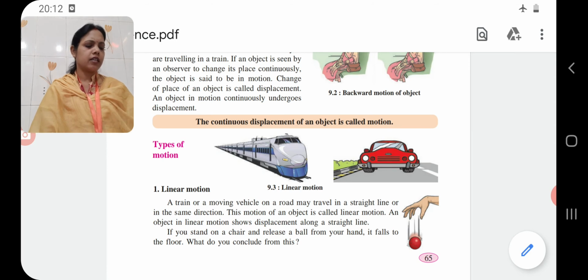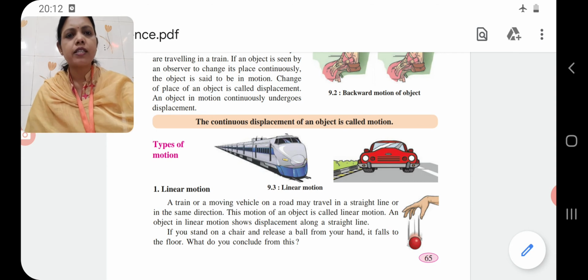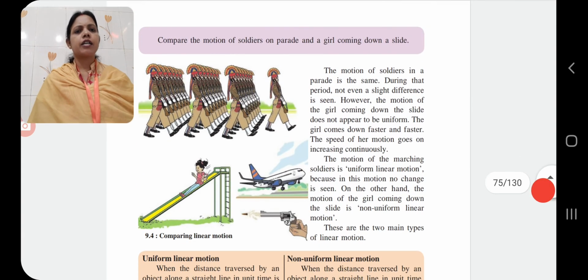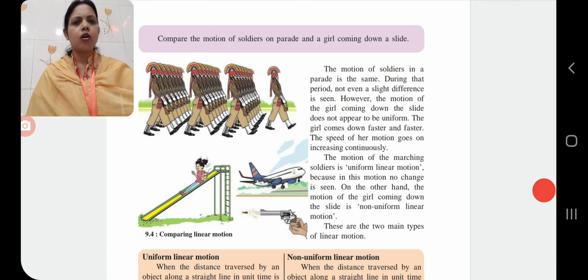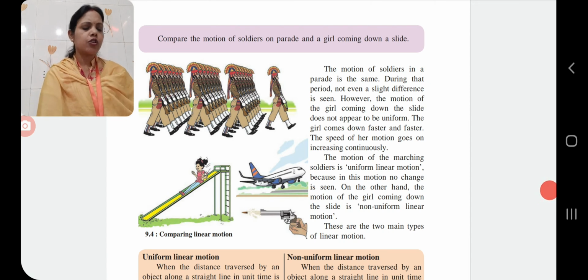Now we will see the types of linear motion. The types of linear motion are uniform linear motion and non-uniform linear motion. Let's see both these types of motion one by one. The first type of linear motion is uniform linear motion.